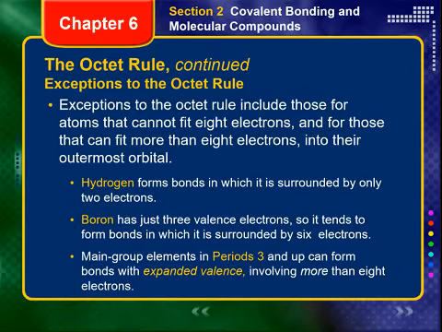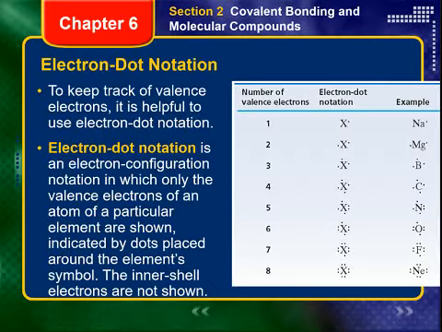Other elements can be surrounded by more than 8 electrons when they combine with the highly electronegative elements fluorine, oxygen, and chlorine. In these cases of an expanded valence, bonding involves electrons in d orbitals as well as in s and p orbitals.